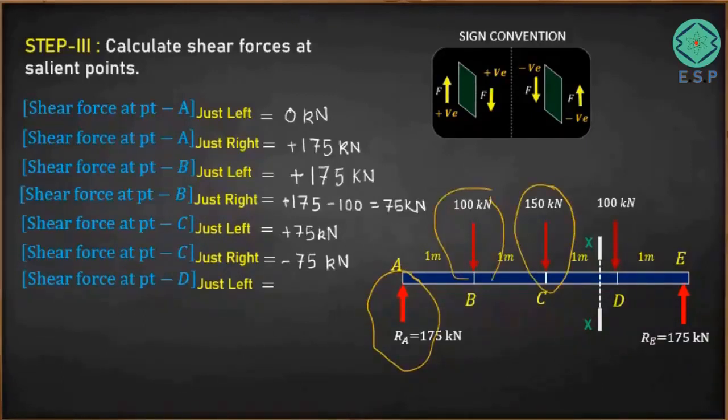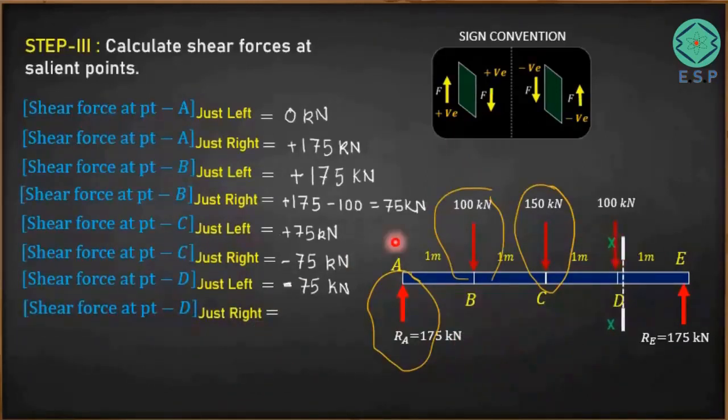So the value is going to be the same, minus 75 kilonewton, because there is no other force coming into the picture. So now we'll move this reference plane just right of the point D, and that is called as shear force at point D just right. So it will be something like this.